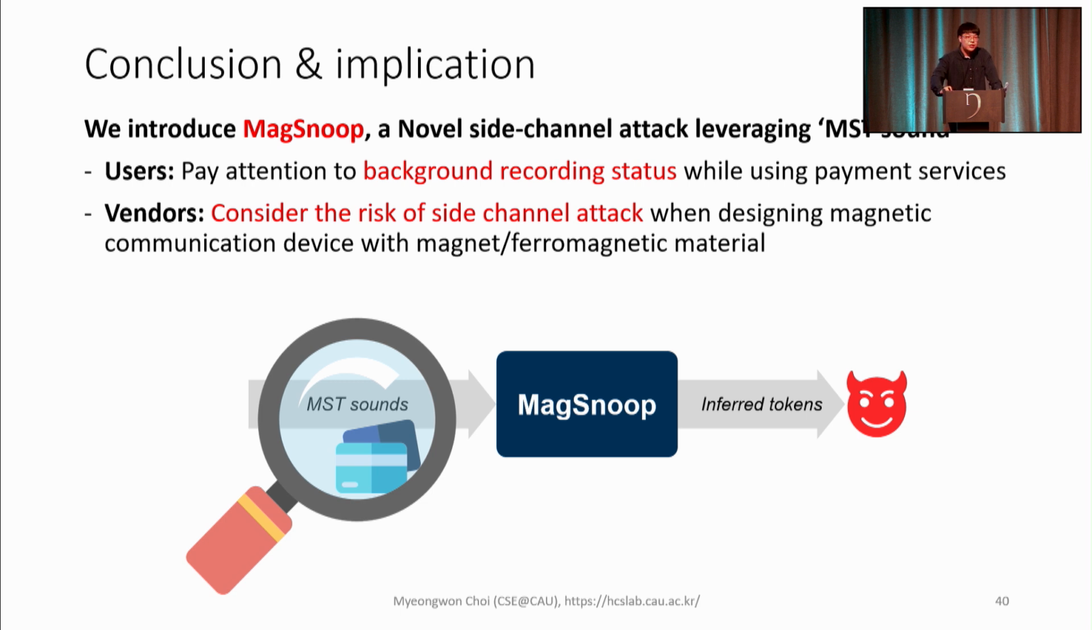Throughout this presentation, we introduced MagSnoop, which leverages MST sound to infer the payment token number. Since this is a side channel attack that cannot be patched with a simple software modification, we strongly recommend that users pay attention to their phone's background recording status, and that mobile vendors consider the risk of side channel attacks on a magnetic communication device when used with a permanent magnet.